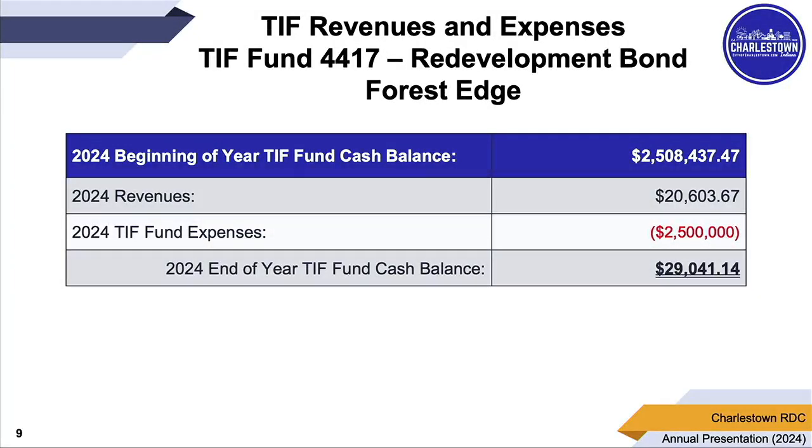These next few slides just run through what the revenues and expenses were on all of the different TIF funds. This was the Forest Edge fund that started out with a balance of 2.5 million, because you had some proceeds from the sale of the bond. And then you paid all of that out in '24 to Denton Floyd, who's developing Forest Edge. So there's a little bit of revenue in there from some interest and so on and so forth. So that's the end of last year, that was the fund balance in that TIF.